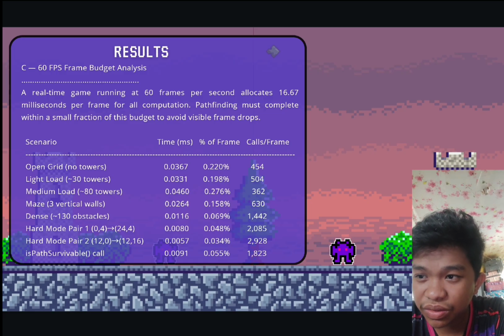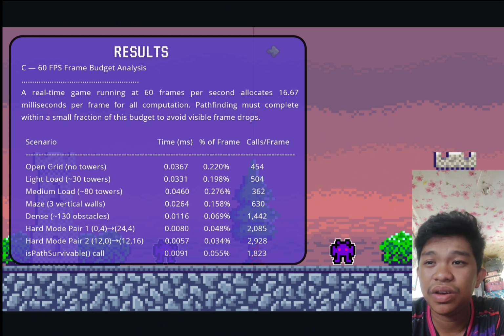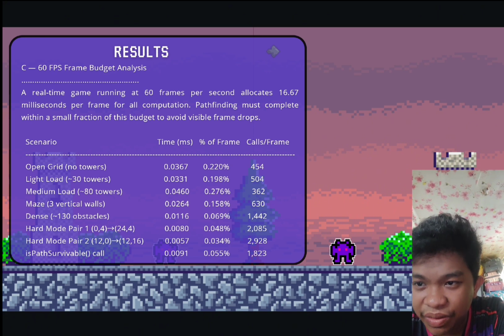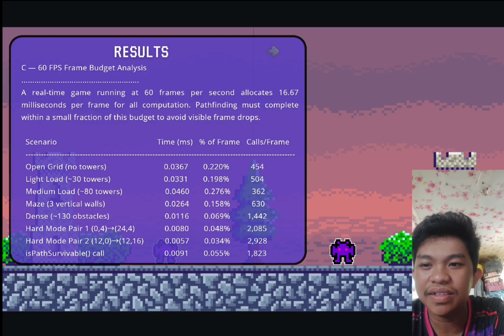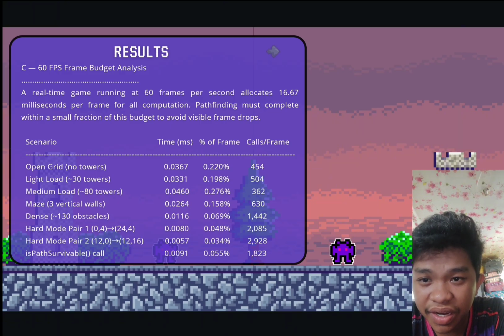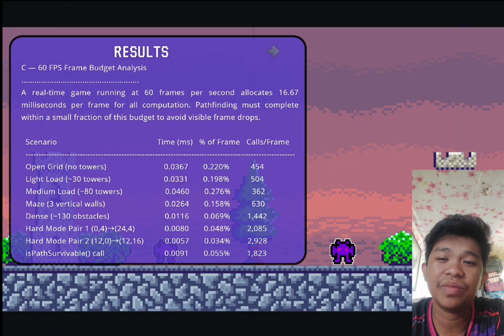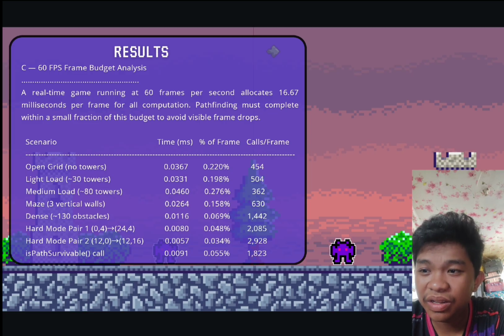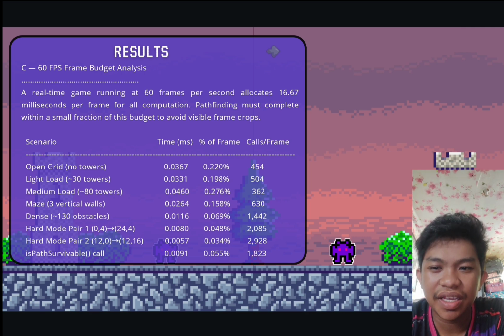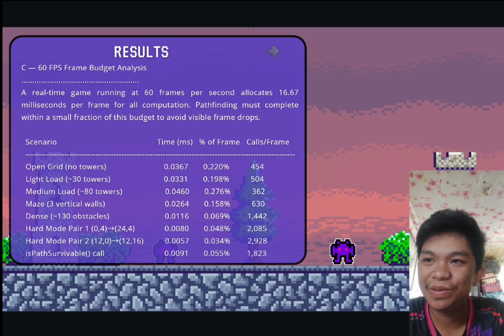Hard mode pair 2, 12 and 0, 12 and 16, with a time of 0.0057 ms, 0.034% of frame, and 2,928 calls per frame. Is-spot-survivable call with a time of 0.0091 ms, 0.055% of frame, and 1,823 calls per frame.